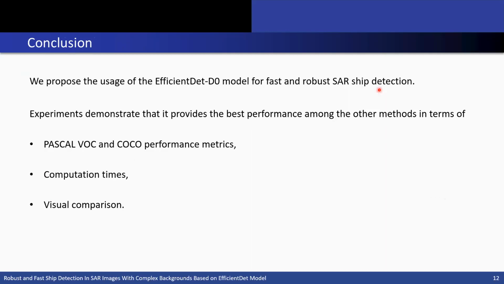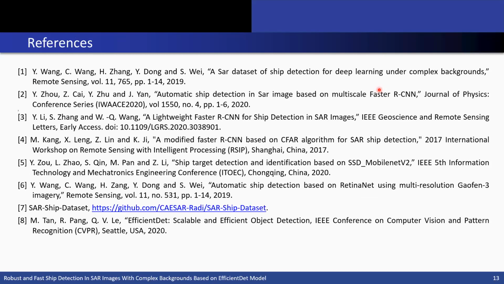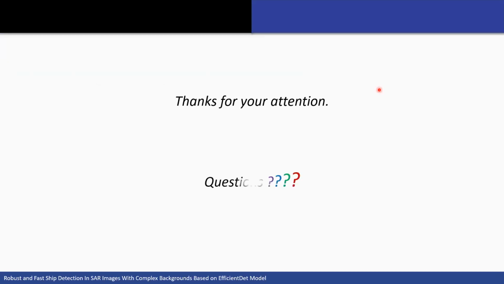In conclusion, we propose the usage of EfficientDet for fast and robust ship detection, and experiments demonstrate that it provides the best performance among the other methods in terms of Pascal VOC and COCO metrics, computational times, and visual comparison. Here are the references of the work, and thanks for your attention.